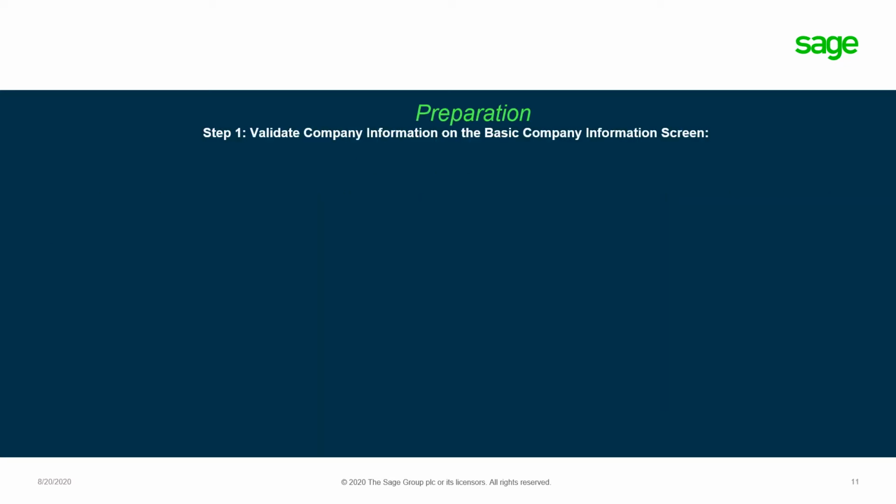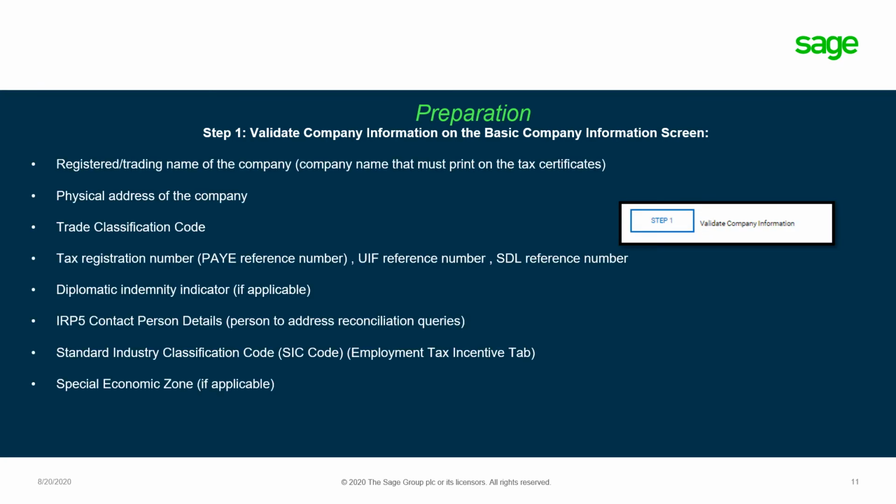Preparation. Validating the company information on the basic company information screen. Step 1. Listed here are a few of the items on the basic company information screen that must be validated for the IRP5 interim reconciliation process.